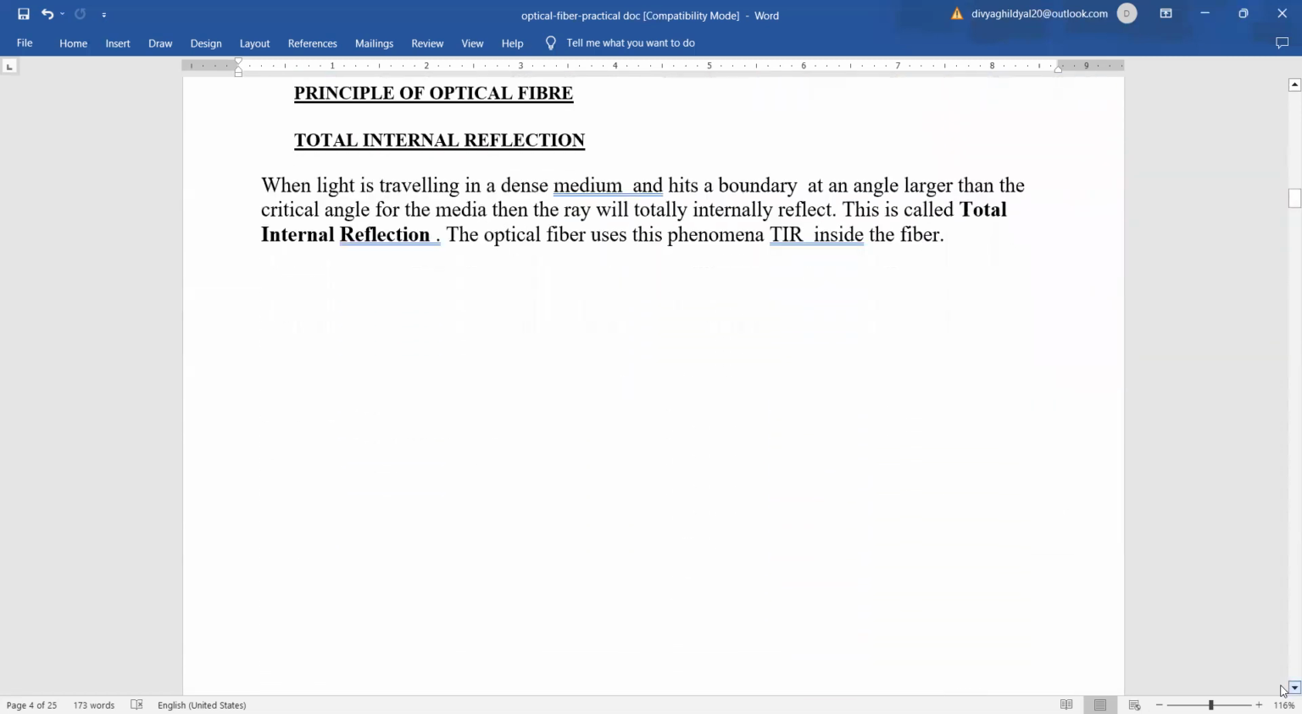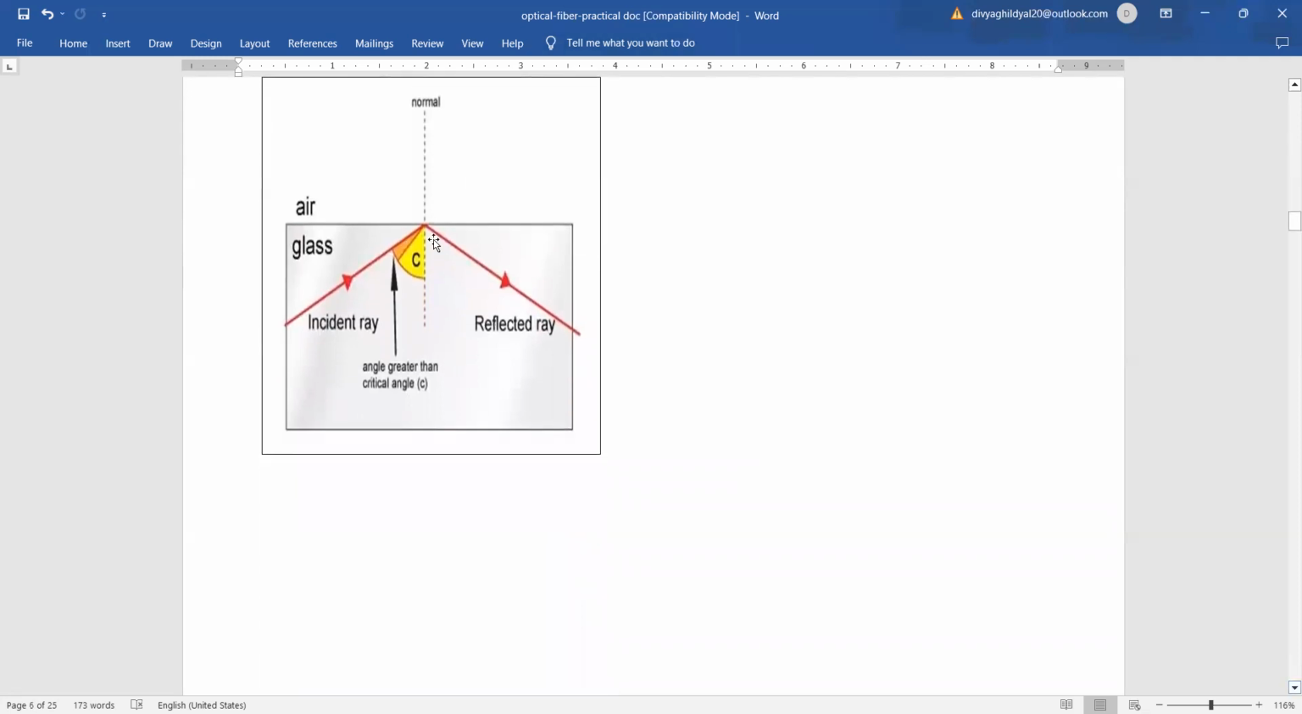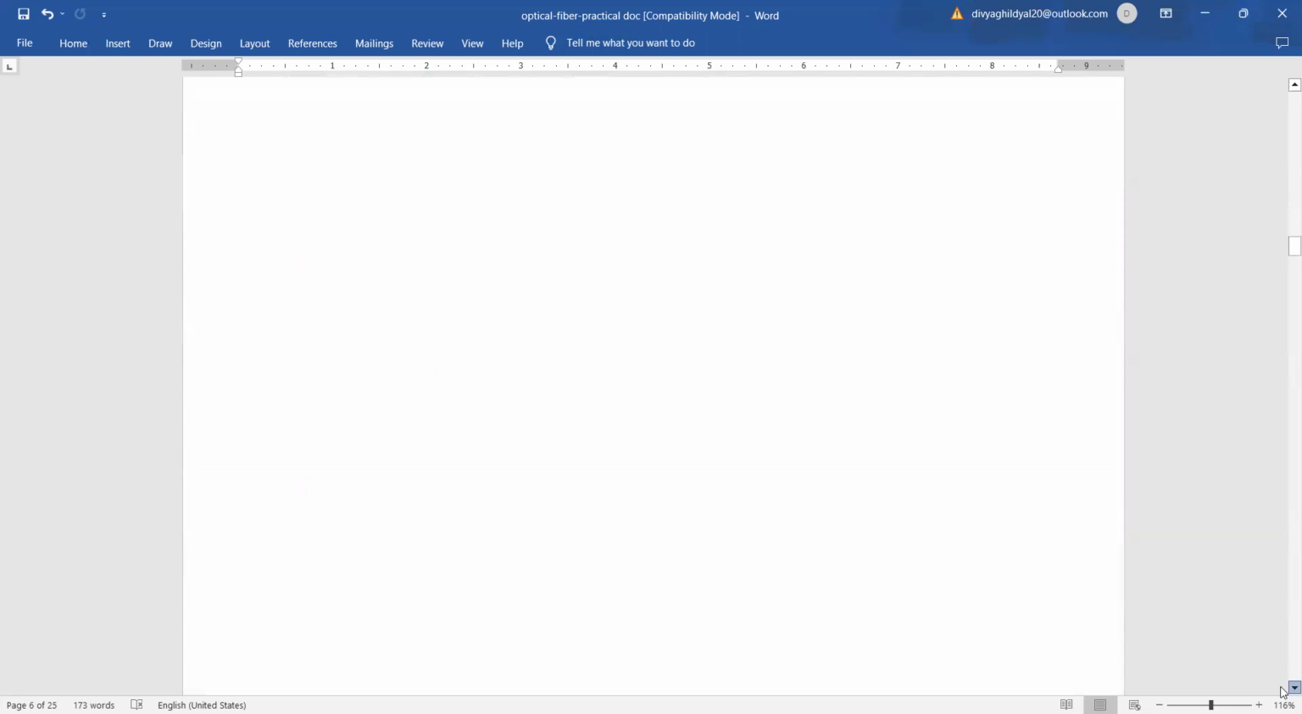The principle of optical fiber is total internal reflection. It is based on the principle of total internal reflection, which states that when light is traveling in a denser medium and it hits a boundary at an angle which is larger than the critical angle, then the ray will be totally internally reflected. Suppose this is the incident ray which has hit the boundary, and it reflects back at an angle greater than the critical angle, then it will hit back. This phenomenon is known as total internal reflection.